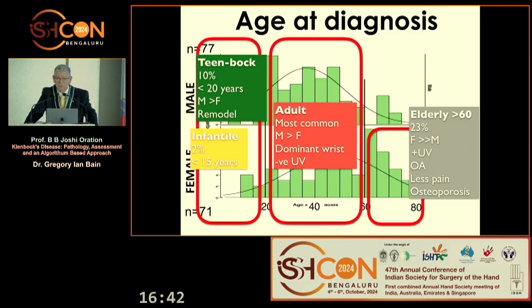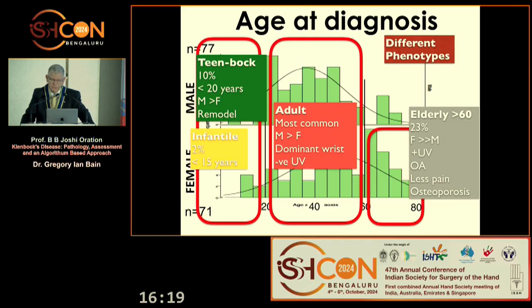The other interesting group is the older patients, who are older than 60. They represent 23% of this group. They're much more commonly female. They have a positive ulnar variance, not negative. They have associated degenerative changes. They typically have less pain, and they may have osteoporosis. These patients usually do not require surgery either, despite the fact that the x-rays don't look very good. So the way I like to think about this is that there are 3 different phenotypes: the old, the adults, and the younger ones, and they're fundamentally different, and they need to be treated differently as well.